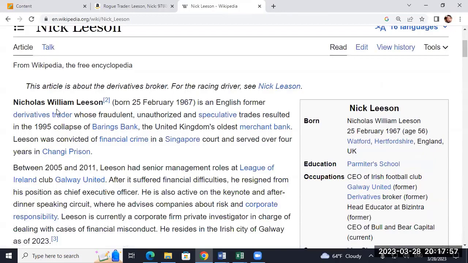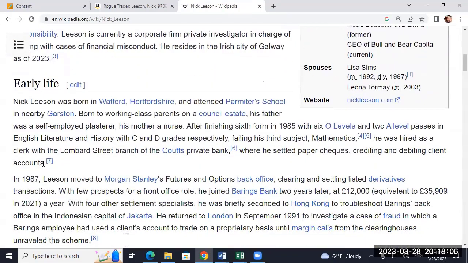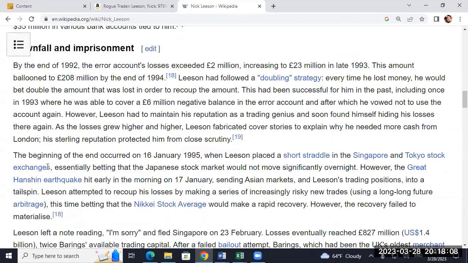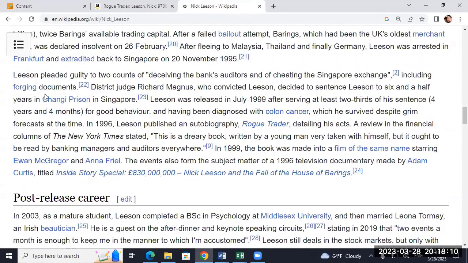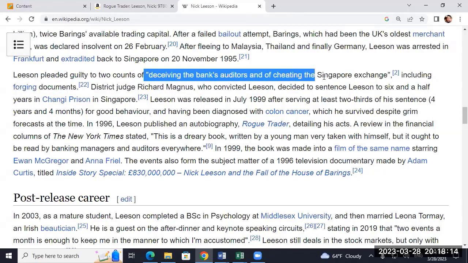And this is one Wikipedia you probably wouldn't trust. So he probably, the management of Baring jumping in there and editing it. Nick Leeson's editing it. Downfall, imprisonment. He pleaded guilty to 2 counts of deceiving the bank auditors and cheating the Singapore exchange, forging documents. In 1999, let's see.